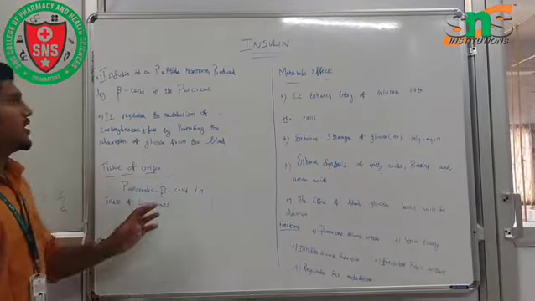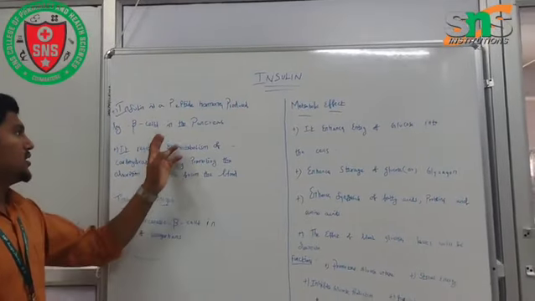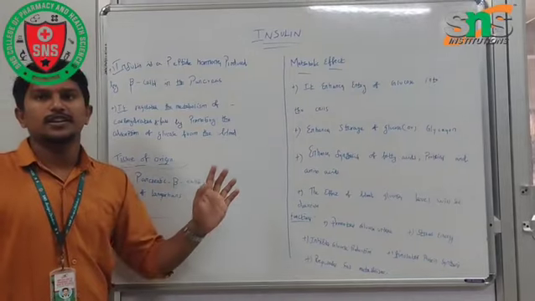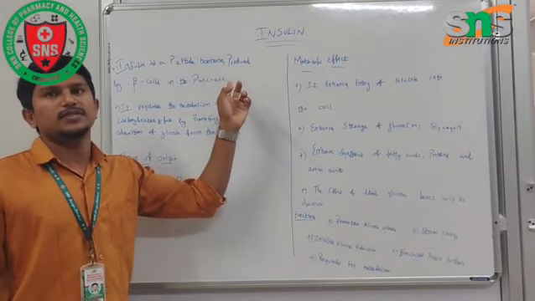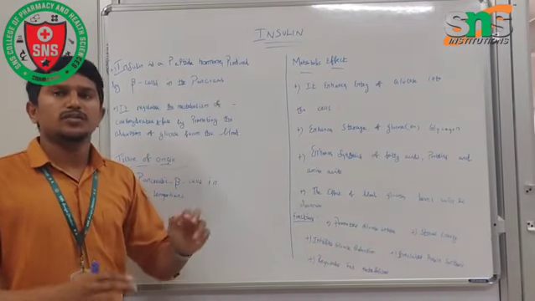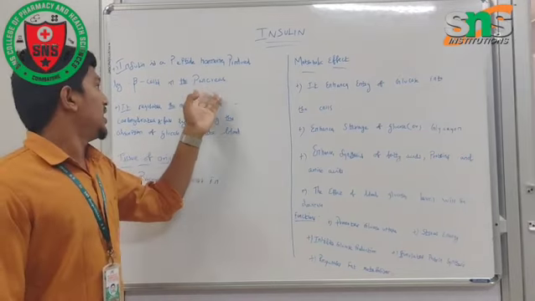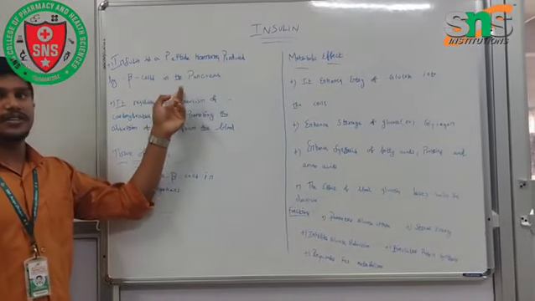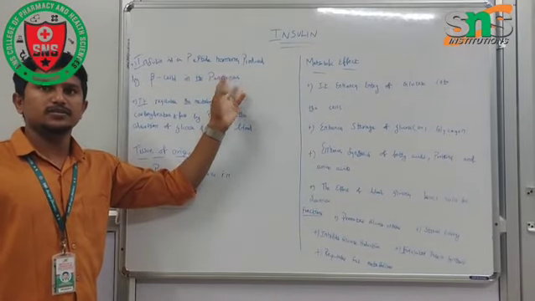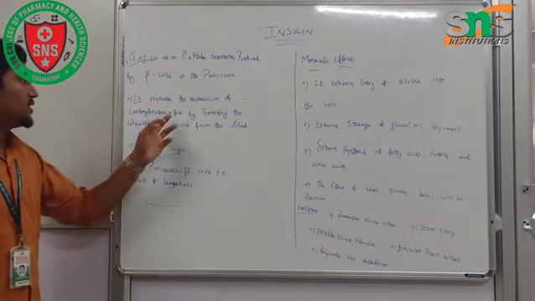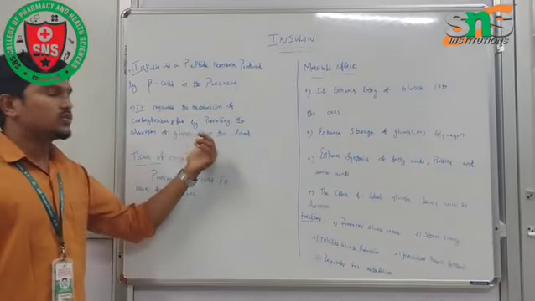Let us go through the topic once more. Insulin is a peptide hormone, a chemical messenger produced by the beta cells in the pancreas, a vital organ behind the stomach. It regulates the metabolism of carbohydrates and fats and promotes the absorption of glucose from the blood.